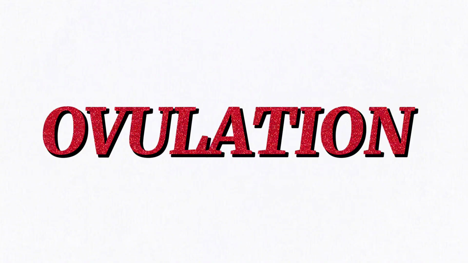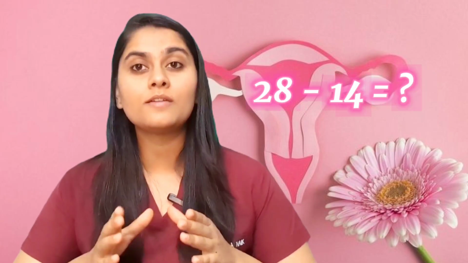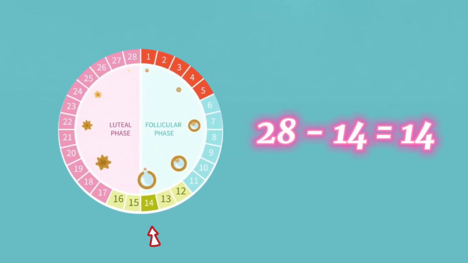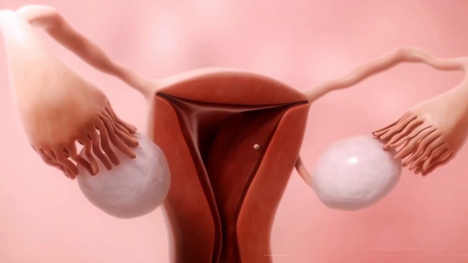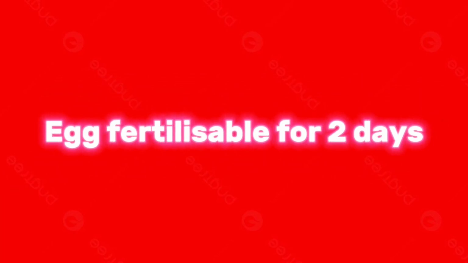Typically, ovulation occurs 14 days before the next period. Say, if you have a cycle of 28 days, then your ovulation day will be somewhere around the 14th day of the cycle. This is when the egg is released from the ovary and ready for fertilization. The egg stays fertilizable for 2 days and the sperm stays fertilizable for 5 days. So, your fertile window will be 2 days before the ovulation and 2 days after the ovulation.